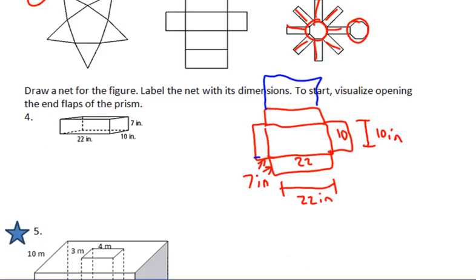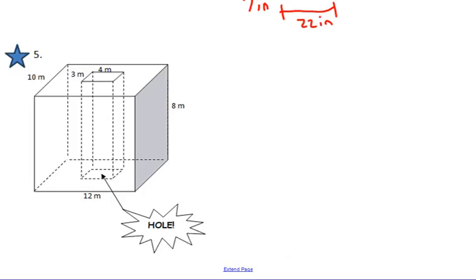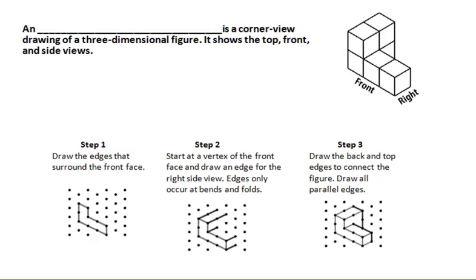Alright, one last challenge for you with a net. See if you can figure this one out. It has a hole in the middle. This one I have a really hard time doing. So if you can figure this one out, that's awesome. But I'm going to move on to our second two-dimensional drawing of a three-dimensional shape.